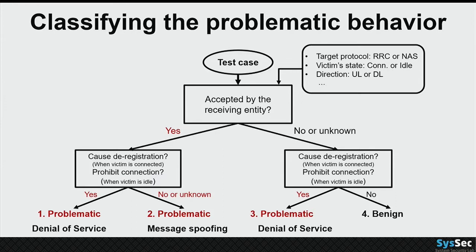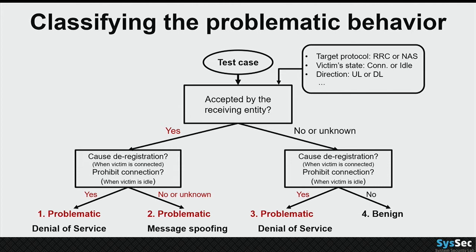So we have developed a simple decision tree which can automatically classify the problematic behavior by checking only the received response and UE state changes. In the first decision phase, LTEFuzz checks whether the test case is accepted in the receiving entity. If the answer is yes, it goes to the problematic behavior, and further in the second decision phase, if the UE state is changed to deregistration state, then the test case is classified as problematic behavior, which enables a denial of service attack.